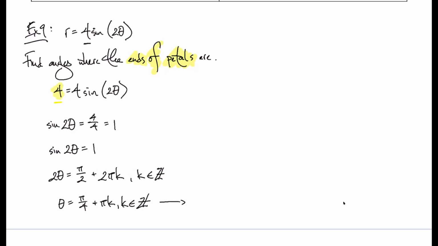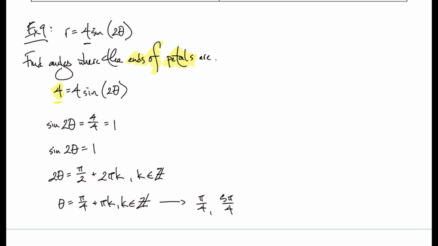So let's see what values those are. I know one of them is pi over 4, but what is the angle going to be when k equals 1? If we add pi to it, what do we get? We get 5 pi over 4. Good. And so what we can do from here is go ahead and find those two angles.